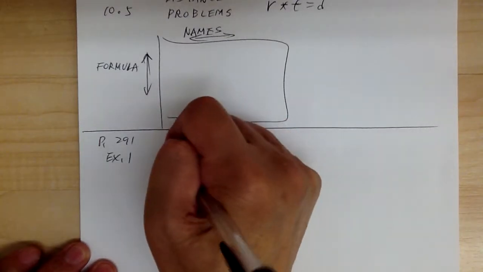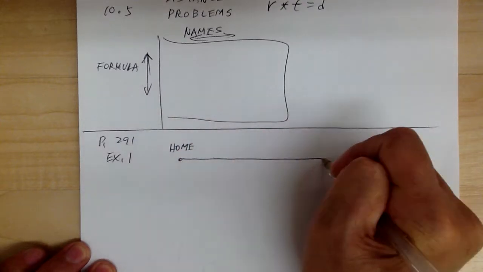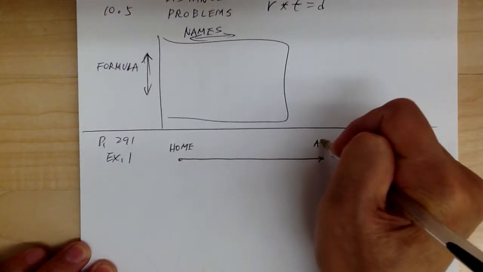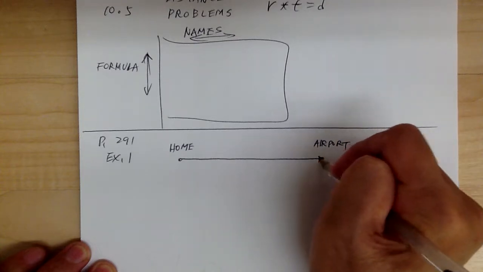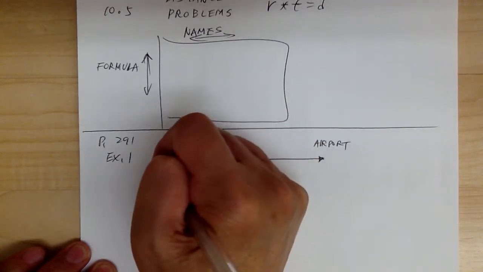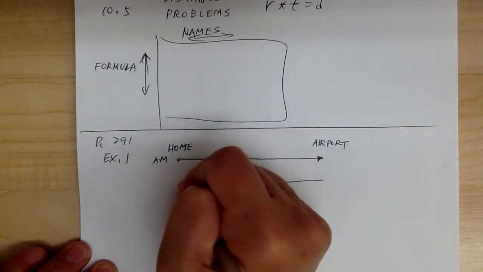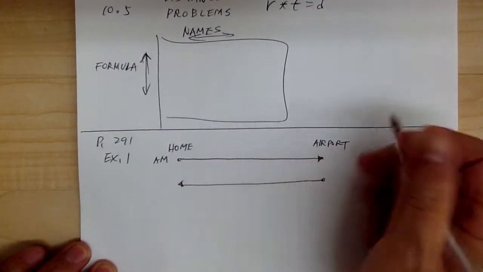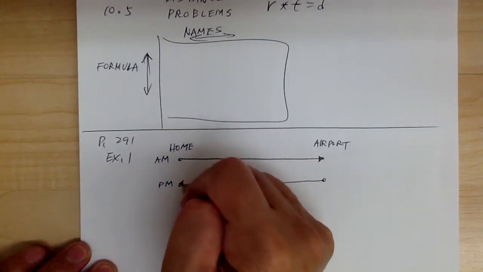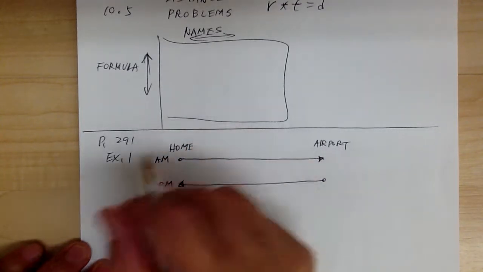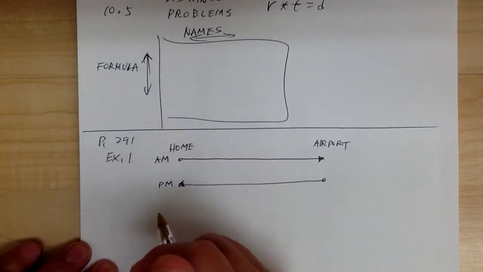Okay, so over here you have the home, and he drove to the airport in the morning. So this is the morning, so let's call this AM, and then in the PM he's coming back on the same route. So AM is going, PM is coming back. Now let's go back and read again. You have to read the problem several times to get all the information.